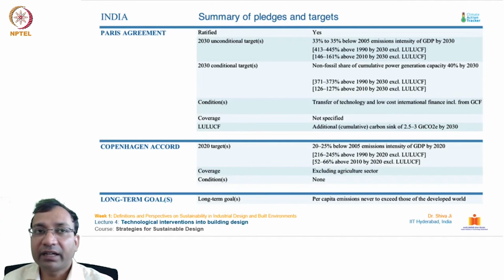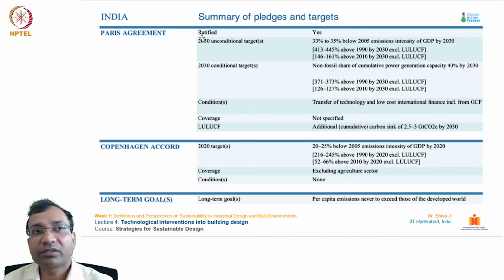Finally, on this last slide we can see how India has played a role in these different conventions, and how India has set its goals to bring the emissions down and adopt a path of sustainable development. So the summary of pledges and targets are given over here. Maybe you should take a screenshot of this slide, and keep it with you for your reference, so that you can understand what specific steps are taken by our own country in this regard.